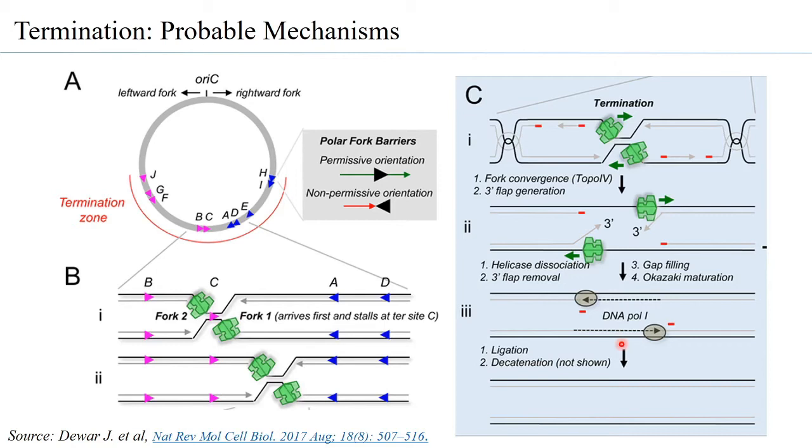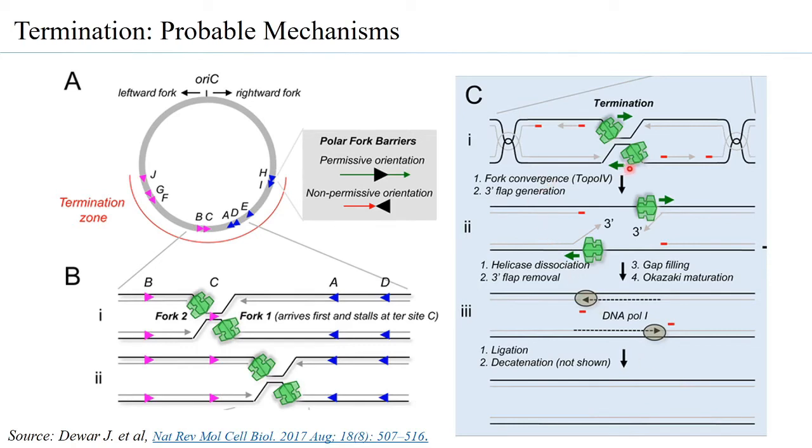So replication terminates only when this catenated DNA is decatenated. The decatenation of the DNA is needed finally to give rise to two identical DNA. So the completion of the termination of replication is with decatenation.